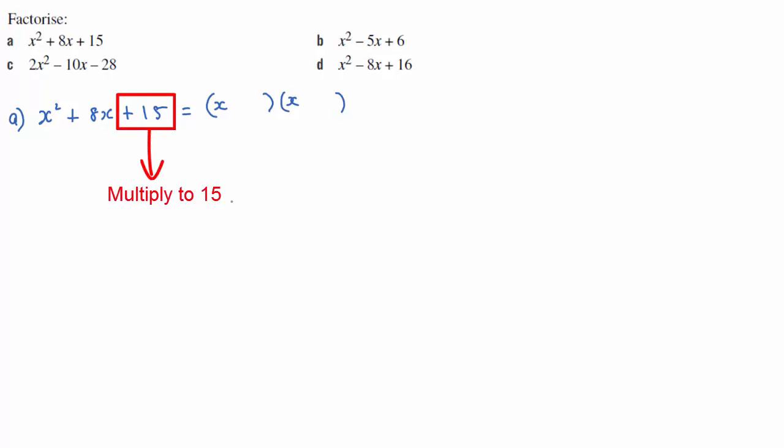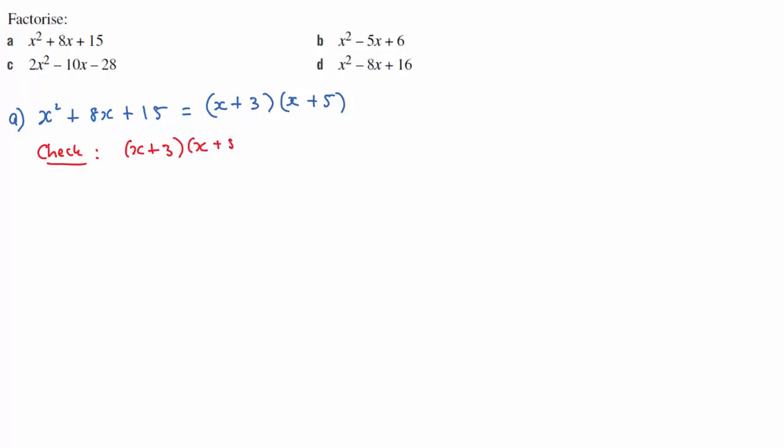So two possible examples are 3 and 5, that will give us 15, and moreover 3x plus 5x will give us 8x. So we have x plus 3 and x plus 5. Let's just check that. So x plus 3 times x plus 5, expanding that gives us x squared plus 5x plus 3x plus 15, which is x squared plus 8x plus 15 as required.